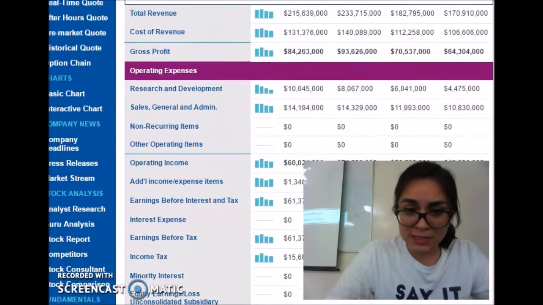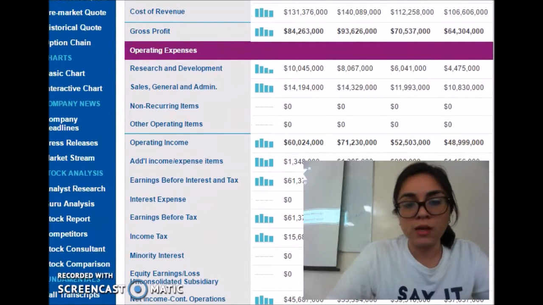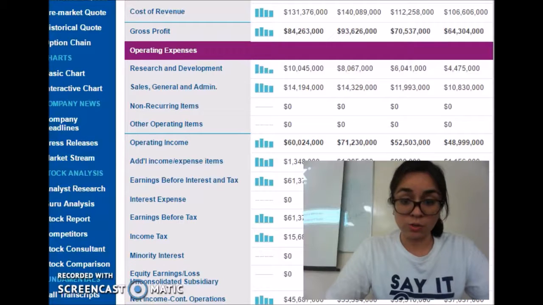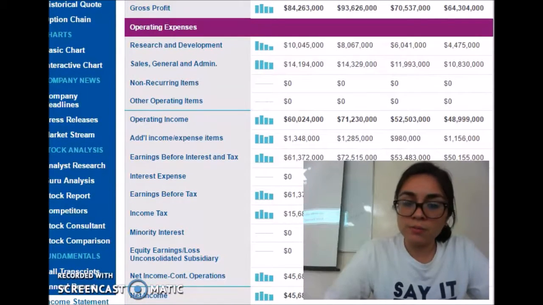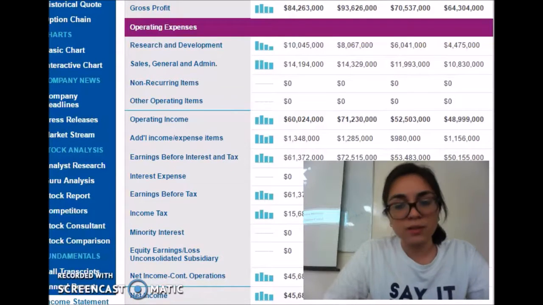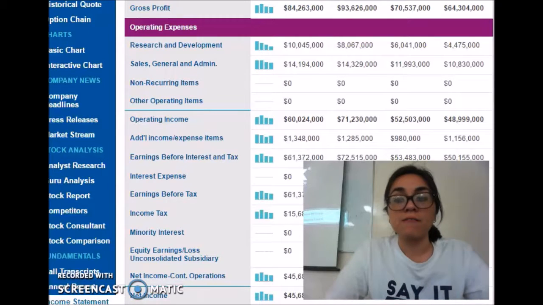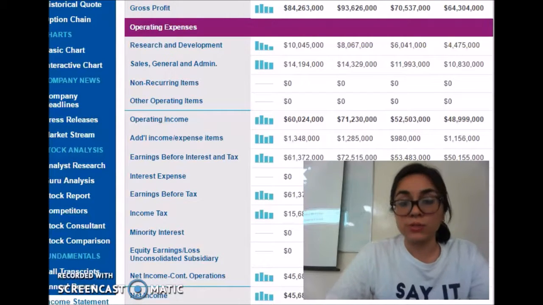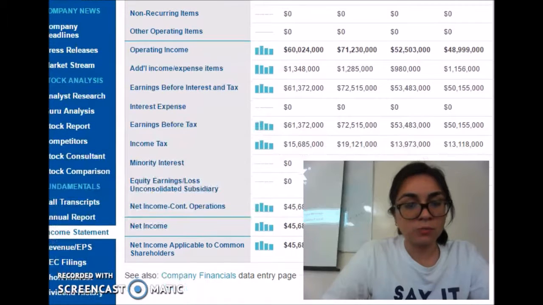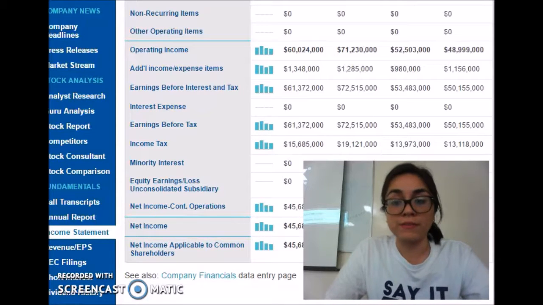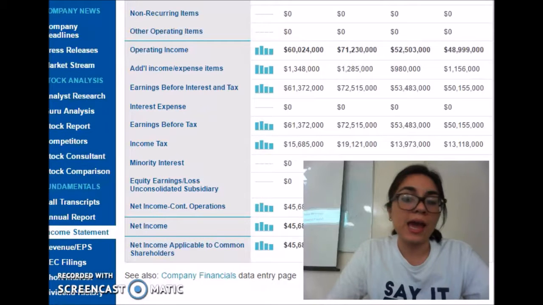Then we have the operating expenses, which are all the operations that the company went through. We have different kinds of research and development for technology, the sales and general administration, maybe there goes all the expenses for the marketing team. The non-recurring items, we don't have those, and we don't have the other operating items. The operating income of the company was $60 million versus $71 million from 2016 to 2015. So, in 2015, we had a higher operating income than in the most recent year. Other incomes and other expenses were also discussed. There's an earning before interest and tax. So, the earning was higher in 2015 than it was in 2016, with almost $8 million of difference.